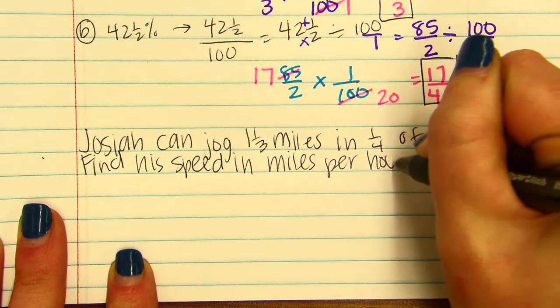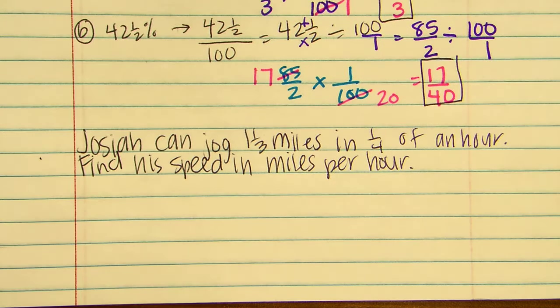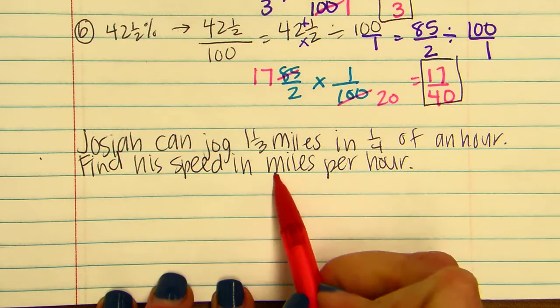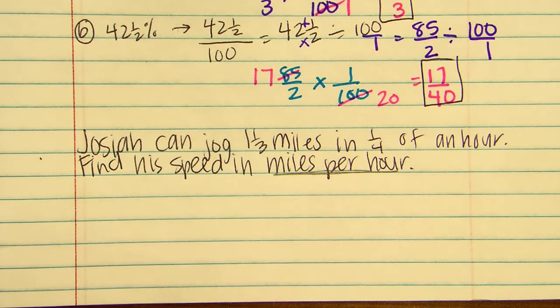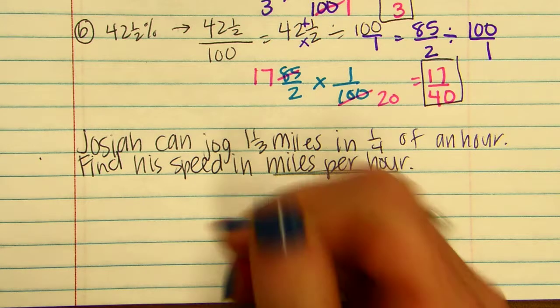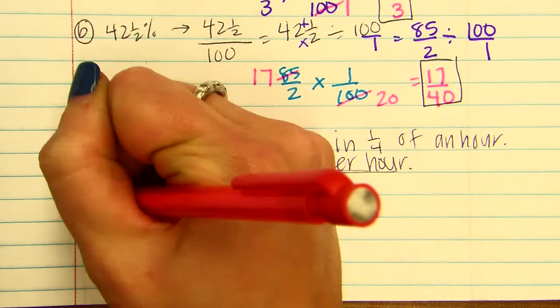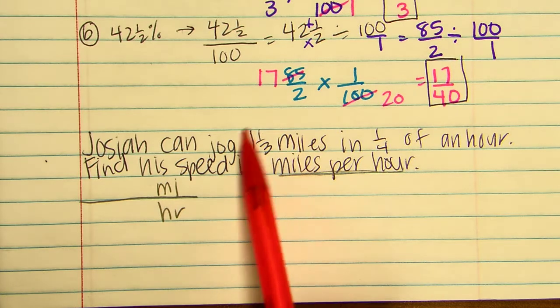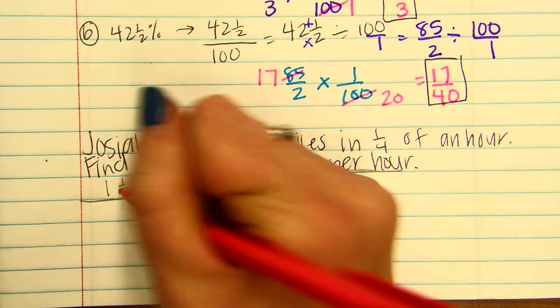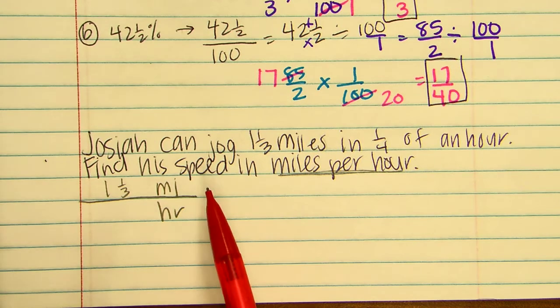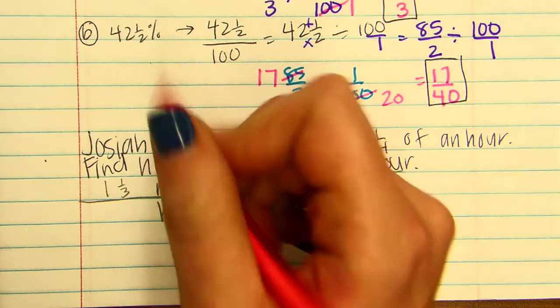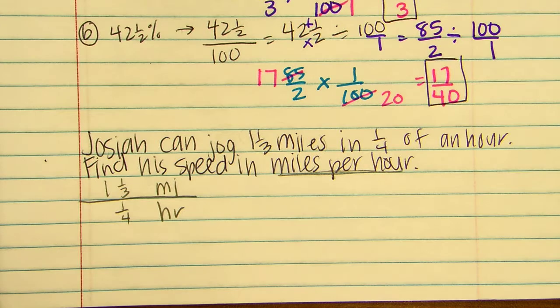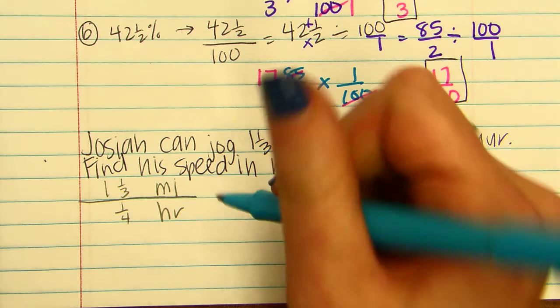If you remember from class last time, this part really is important, this miles per hour, because that tells me I'm going to be doing miles divided by hours. So I'm going to set that up right away. I'm going to do miles over hours. Then I'll fill in what I know. I know he went 1 1/3 miles in 1/4 of an hour. We're trying to find the unit rate, so I need to have a 1 on the bottom. So to get a 1 there, I'm going to divide the top and bottom by 1/4.